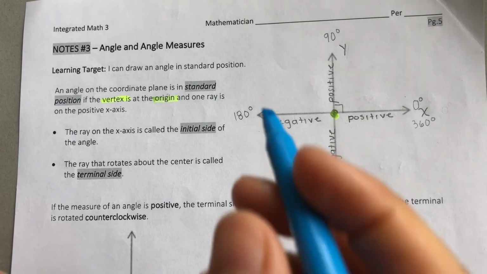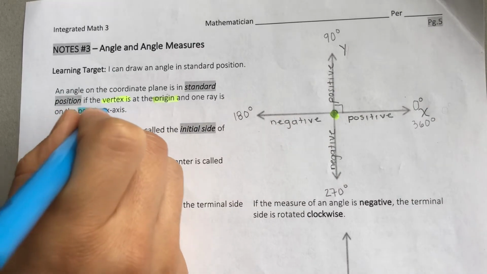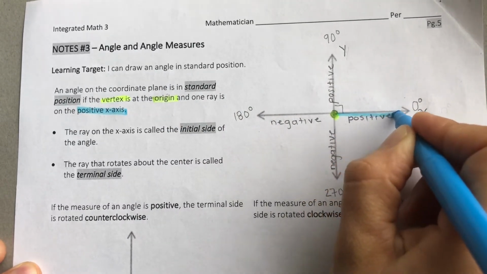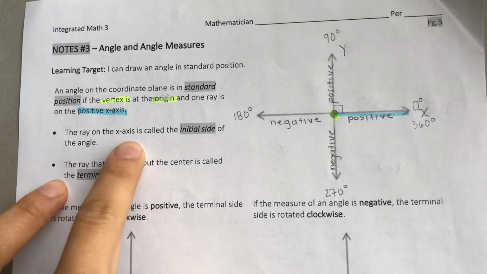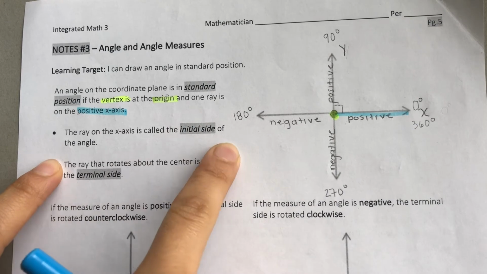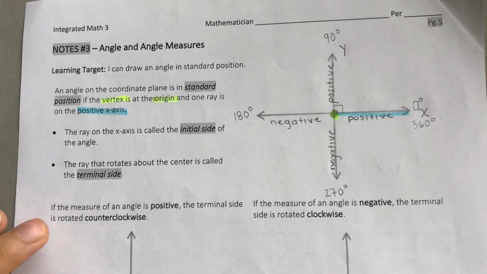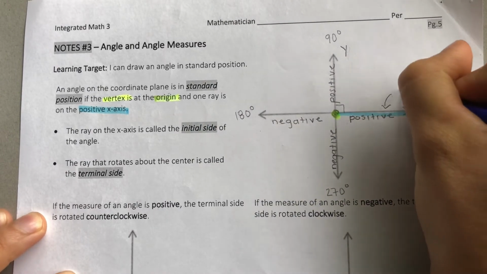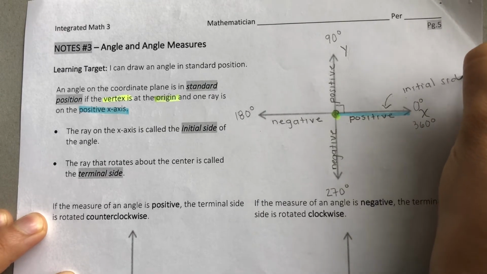And one ray is on the positive x-axis. So one of the rays is going to be on the positive x-axis. So this is the positive side of the x-axis, okay? The ray on the x-axis is called the initial side of the angle. So this right here is the initial side.